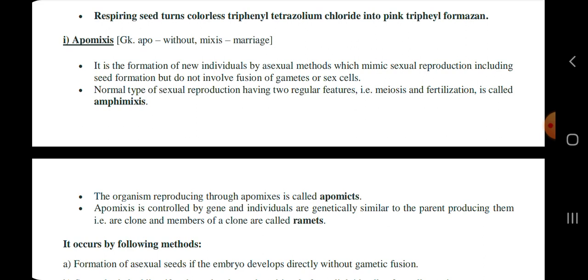Then first is apomixis. It is the formation of new individual by asexual method which mimics sexual reproduction including seed formation but does not involve fusion of gametes or sex cells. Then normal type of sexual reproduction having 2 regular features, meiosis and fertilization, is called amphimixis, and the organism reproducing through apomixis is called apomict.